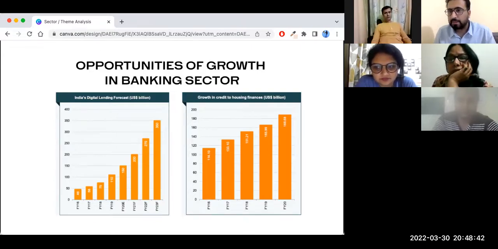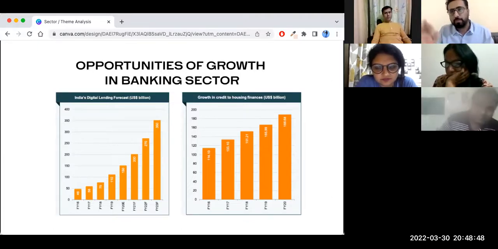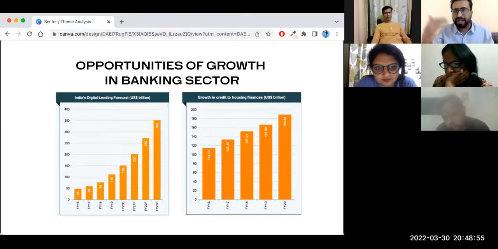But the sector is definitely bound to grow. Digital lending growth will not stop. Growth will continue, that's for sure. Some practices and processes might improve. Growth will definitely happen. And a similar story is the growth in credit to housing finance also. Almost 20-25% you are growing there.